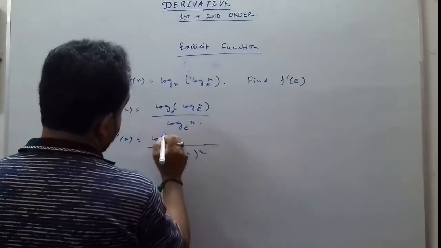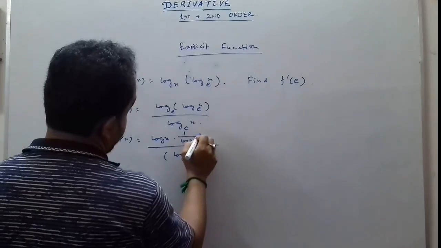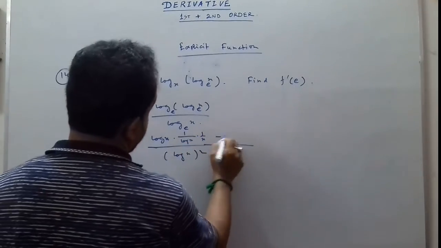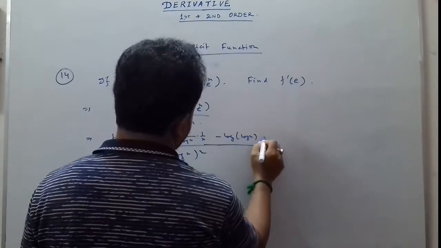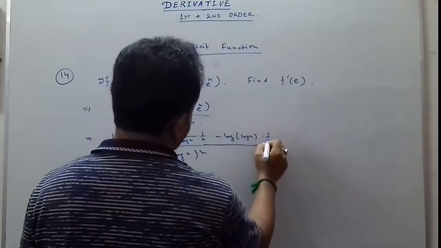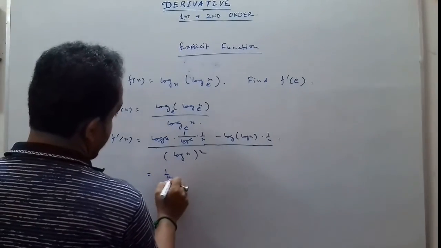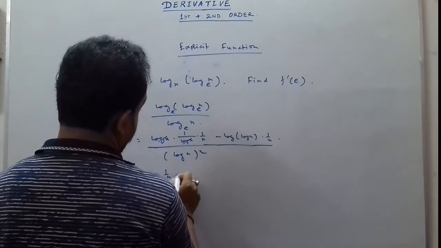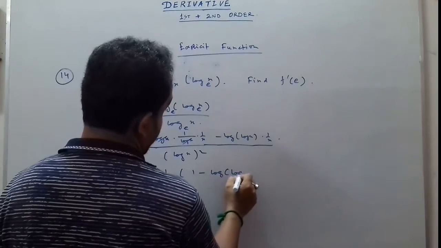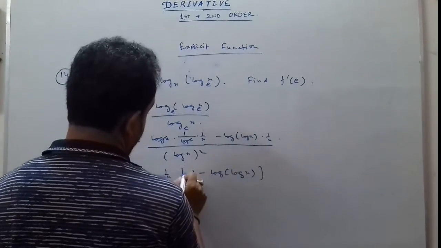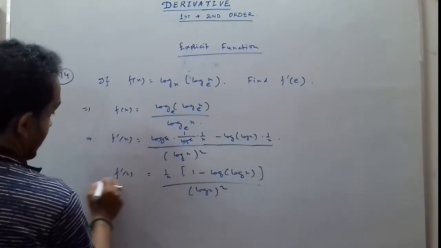In the numerator, log x into derivative of log log x, that is 1 over log x, and derivative of log x is 1 over x, minus log of log x into derivative of log x, 1 over x. Okay, log x cancels, so 1 over x common, we get 1 minus log of log x, whole divided by (log x) whole square. This is f'(x).